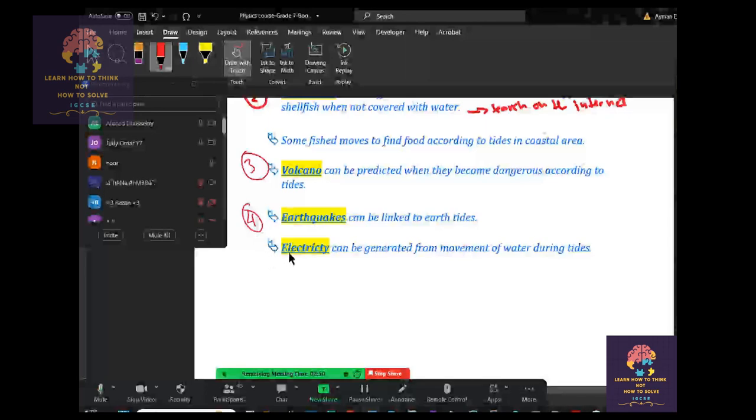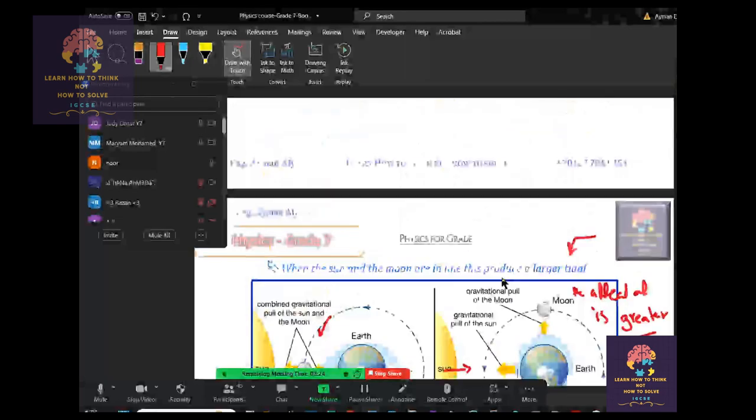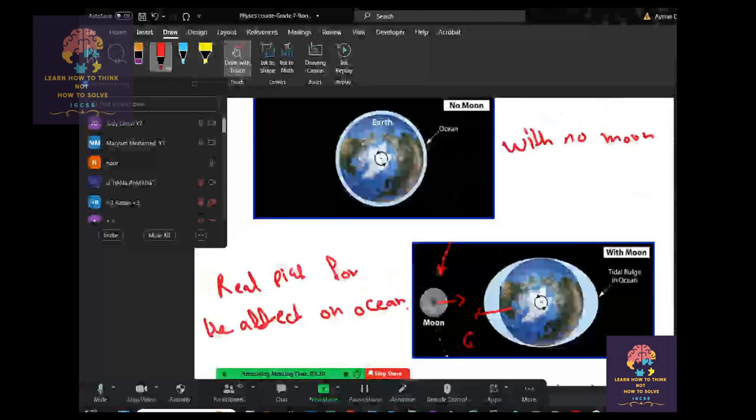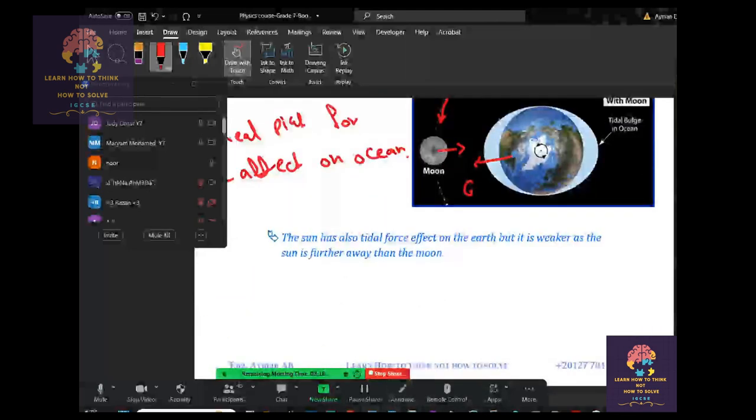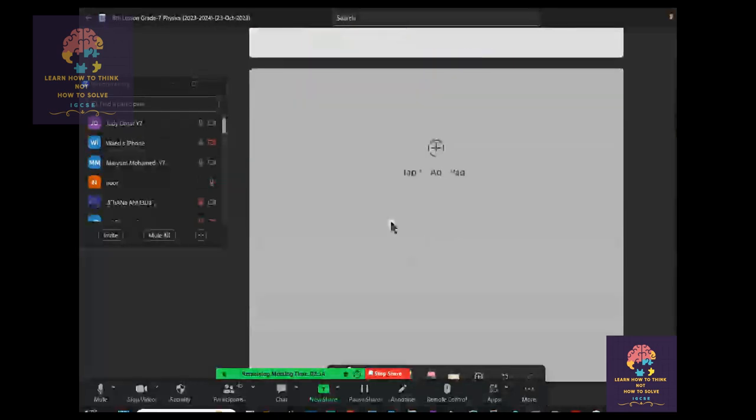Okay? Last thing, which is very important also, which will be helpful for you to understand and study: electricity. Electricity can be generated during the movement of water. Can anyone tell me how electricity can be generated during movement of water? Okay. Didn't we say that during high and low tide the surface of water increases and decreases, right? Like during high tide.